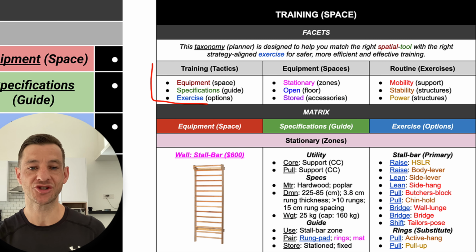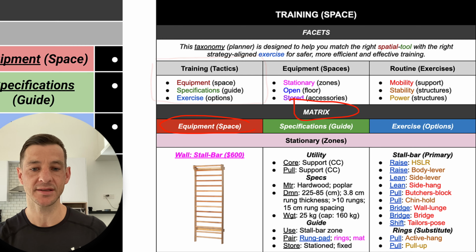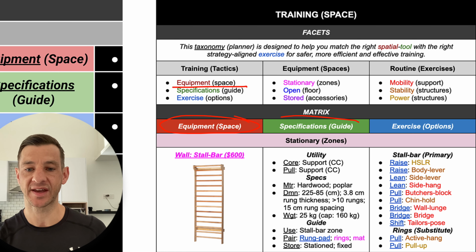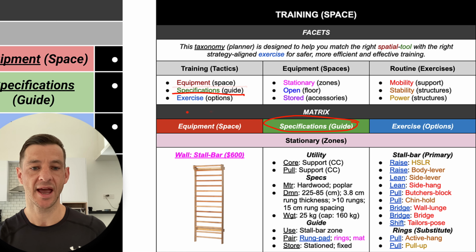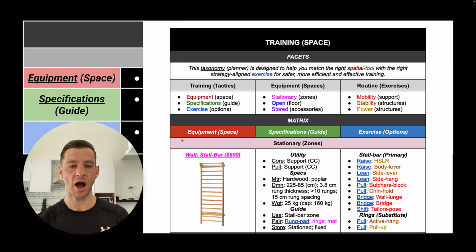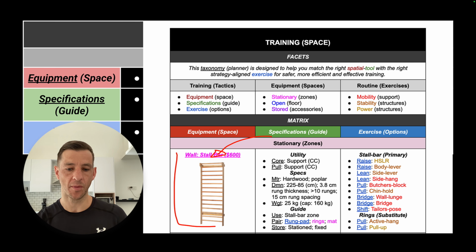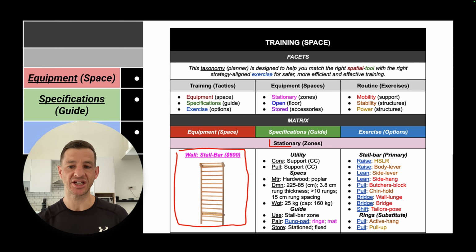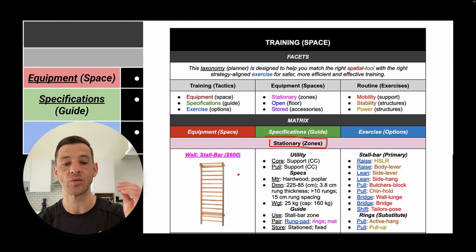The 3 facets of our training tactics is what makes up our matrix. As we can see, equipment space, specifications guide, and for our exercise options, we have it right there. Right below our training tactics facets, we have our stationary zones in pink. For our first example, we have stall bars, which goes in the stationary zones category. This is only one example of 11 that we will explore.